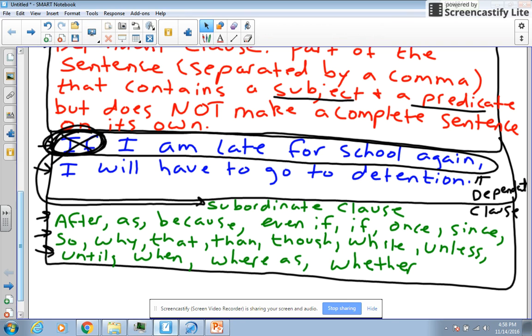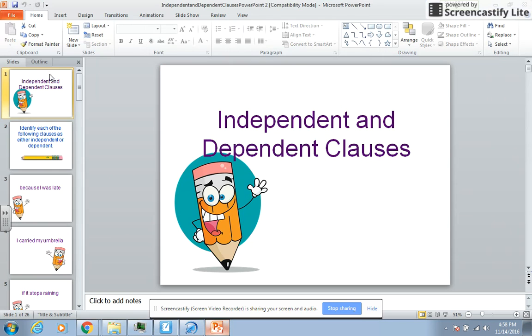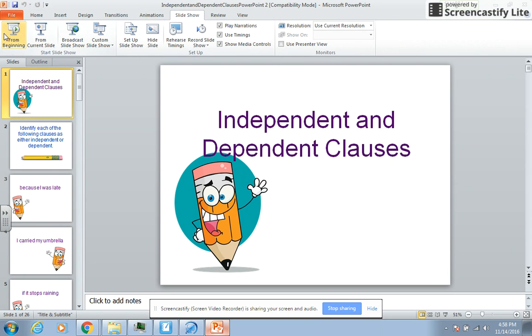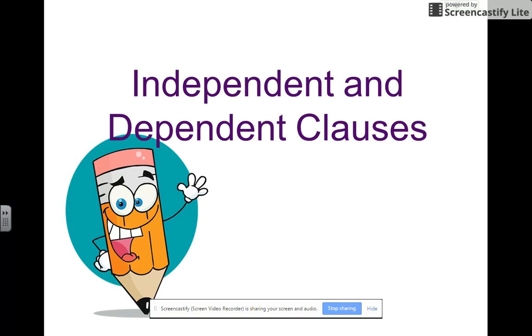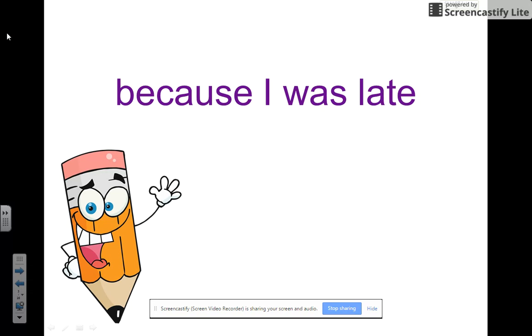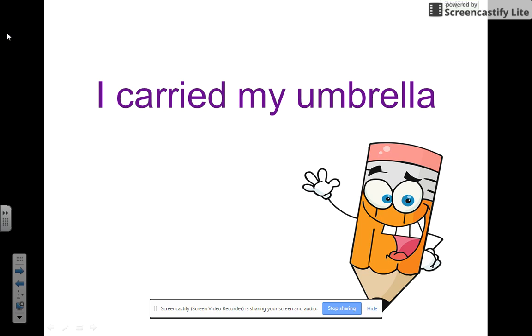So that takes us to, let's just take a look at this PowerPoint real quick. We're going to practice just by looking at a few different slides. I say because I was late is a dependent clause because it would depend on a different part of the sentence. Notice how it's not complete, and the only thing that makes it not complete is this because, a subordinate conjunction. I carry my umbrella. This would be a complete sentence.